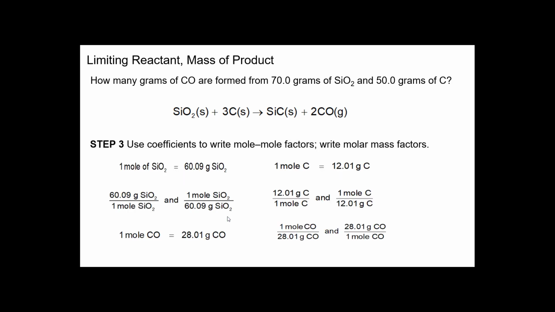So here we pull everything out. We get our molar mass. 1 mole of silicon dioxide is 60.09 grams. 1 mole of carbon is 12.01 grams. And then we set it up in conversion factors. And we have one more. We need the product because this answer needs to be in grams. So we have 1 mole of carbon monoxide and we have the mass of it. And then we can set this one up also in a conversion factor.